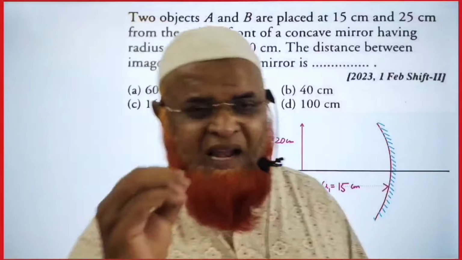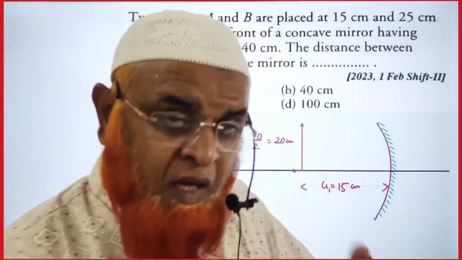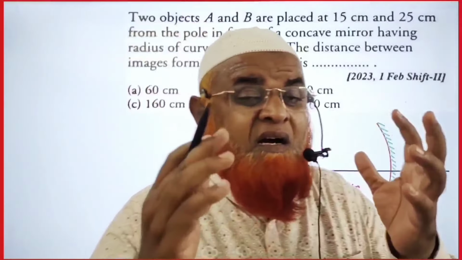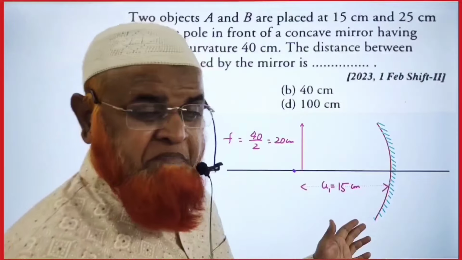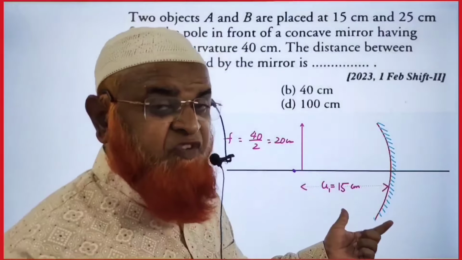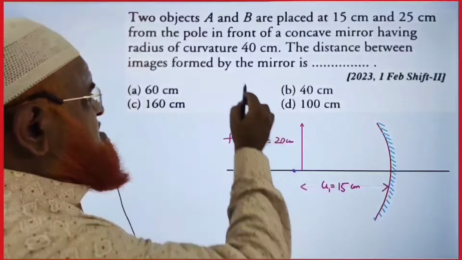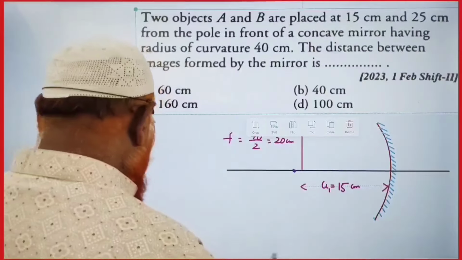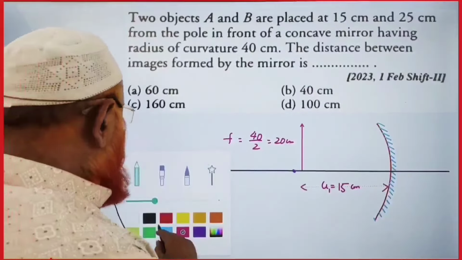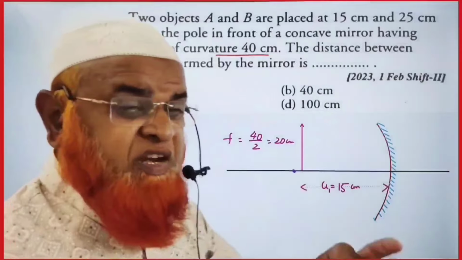My dear students, let me discuss a super simple shortcut for this type of problems regarding concave mirror. This is a concave mirror. Object is placed at 15 centimeters, whereas he has given us the radius of curvature. And what is going to be the radius of curvature? The radius of curvature is 40 centimeters.